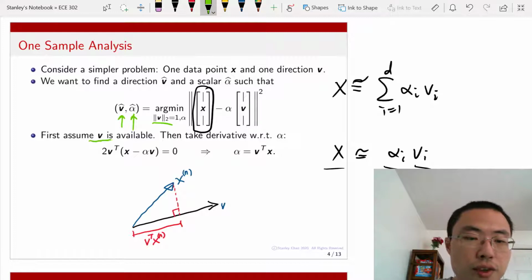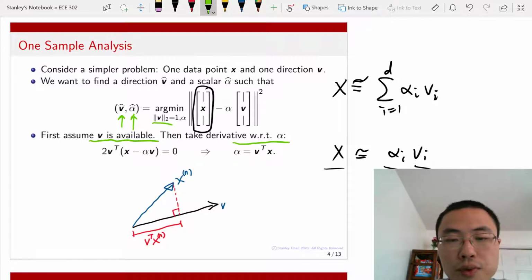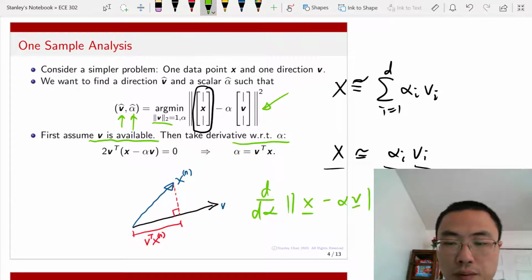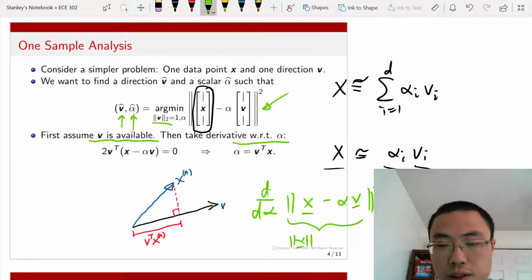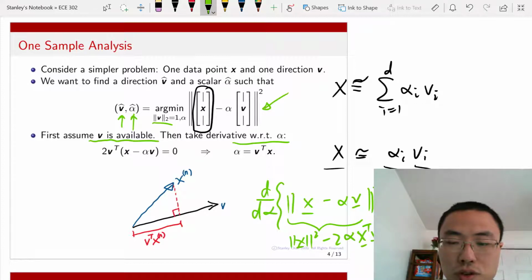Okay, so let's first assume that v is available. Then you can take the derivative with respect to alpha. Then you will get to this equation. So you take the derivative of this function, d of d alpha of this function, which is the norm of x minus alpha v, squared. Now note that this is a vector equation, but nevertheless, this thing is just norm of x squared minus 2 alpha x transpose v plus alpha squared times norm of v squared. So it is actually just a quadratic equation in alpha.